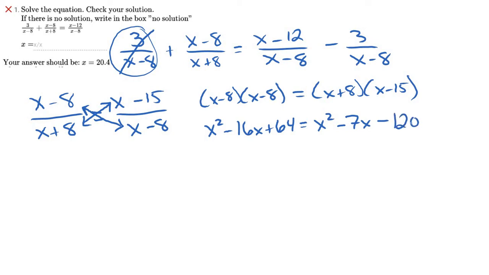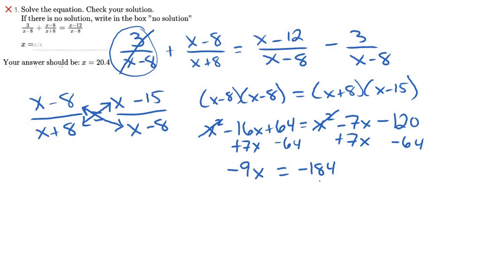Okay. Now at this point you may be intimidated and say, holy cow, that doesn't look any nicer. Well, remember what we're trying to do. We want to isolate x, we want to solve this equation. So let's combine like terms, see what happens. So notice x squared minus x squared, if I subtract that over, that goes away. That's really nice. It's not a quadratic anymore. How about negative 16x? What if I add 7x to both sides? So that would be negative 9x. And how about 64? Let's subtract that over. So negative 9x equals negative 184.